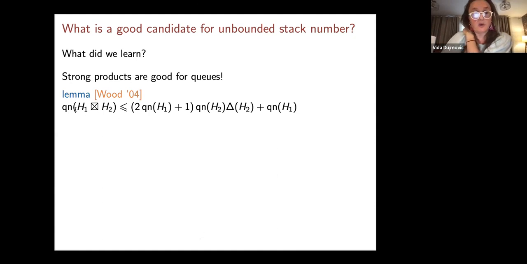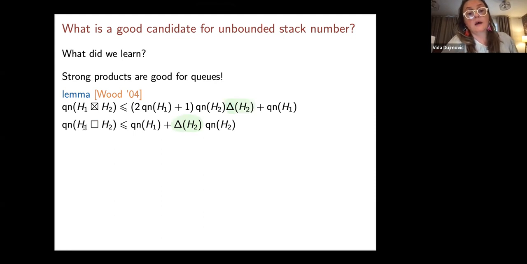Okay, so let's summarize what was known about these strong products of Qs. In fact, David Wood already in 2004 proved that strong product is good for Qs. What he proved is that if you have a strong product of two graphs H1 and H2, where both have a constant Q number, and one of them has bounded degree delta, then the strong product itself has a constant Q number. Okay. He showed something stronger, of course, for Cartesian product, since it has fewer edges, so he managed to get a better bound. You don't have a multiplication of Q number of H1 times Q number of H2.